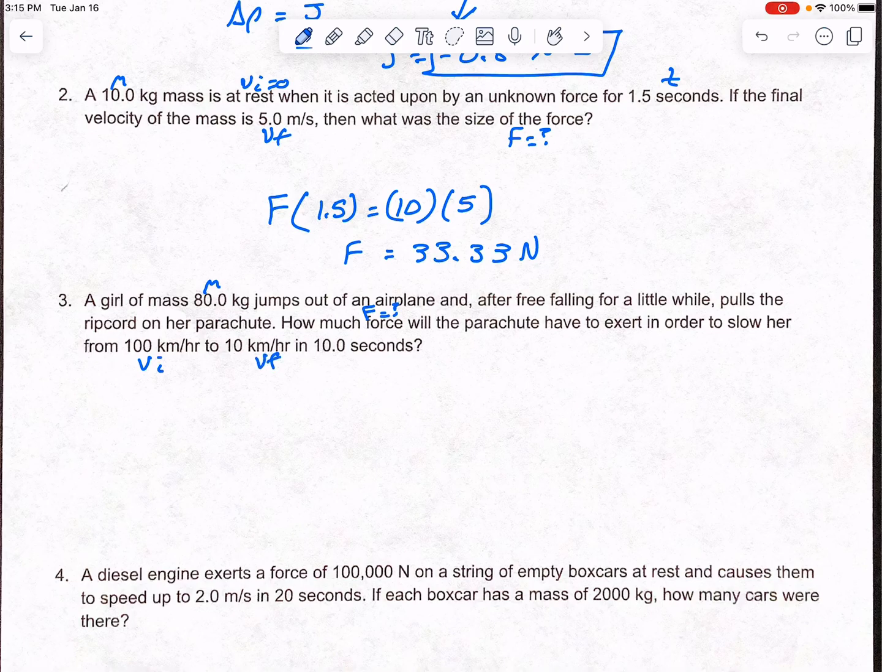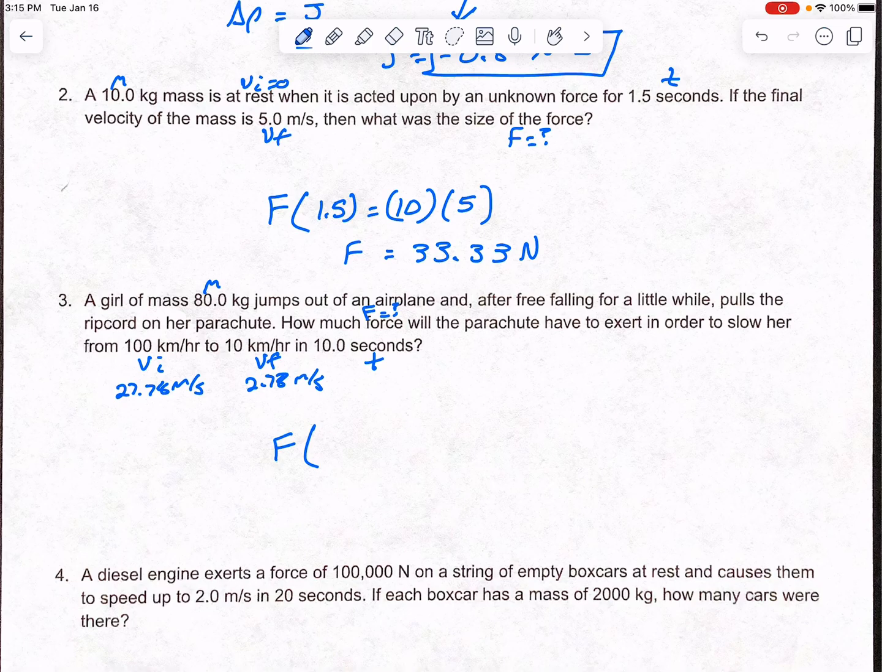We've got to fix them. So divide by 3.6, you get 27.78. And on this one, you get 2.78. Okay, so those are your velocities in meters per second. And I gave you a time. So we're looking for force. Force we don't know, we're going to leave it as F.